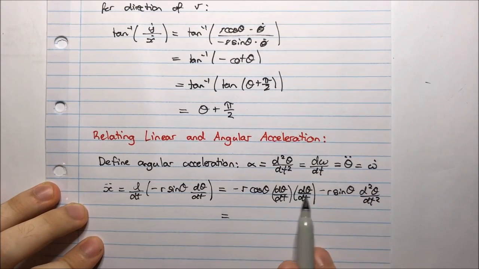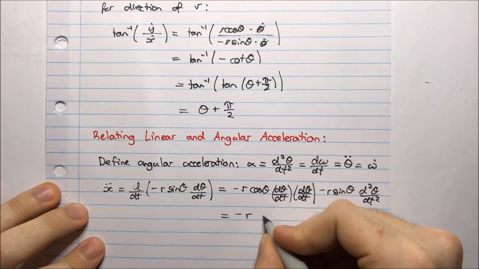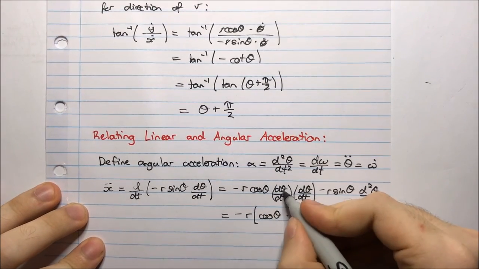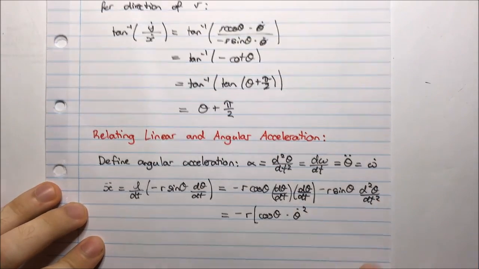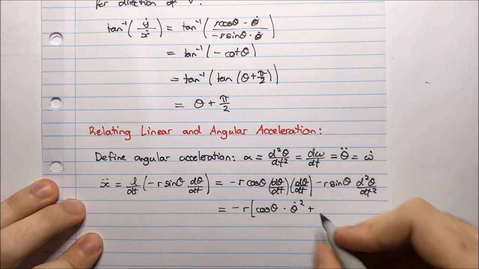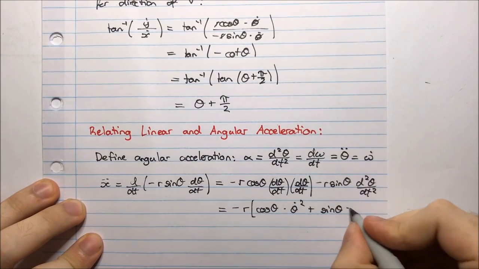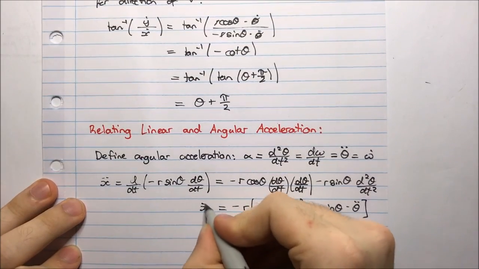And let me write this using the theta dot notation, or theta double dot notation. And at the same time, I'm going to factor out a negative r. So minus r. Here I'll have cos theta times by what? Well, this is theta dot, and this is theta dot, so I'll have theta dot squared. And here I'll have plus sine theta. This is theta double dot, multiplied by theta double dot. Great, that's my x double dot.